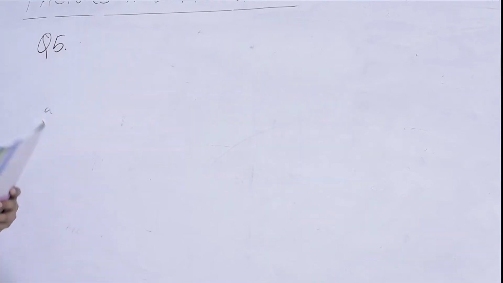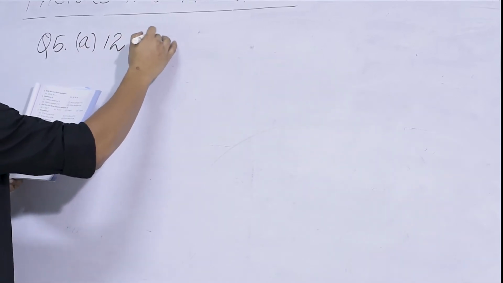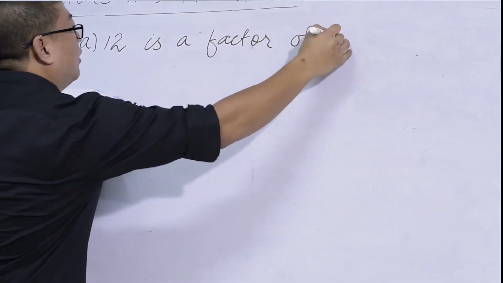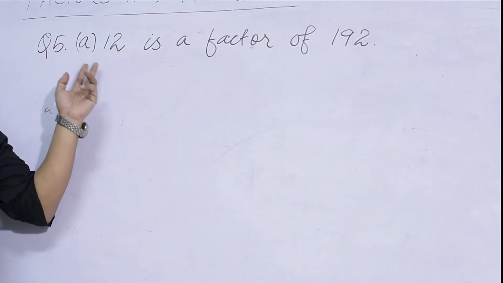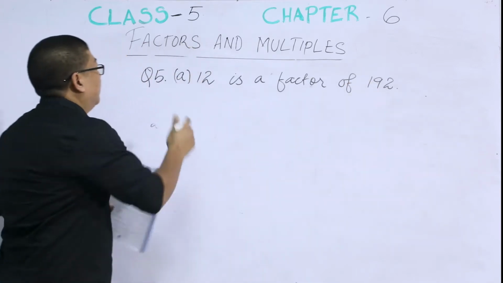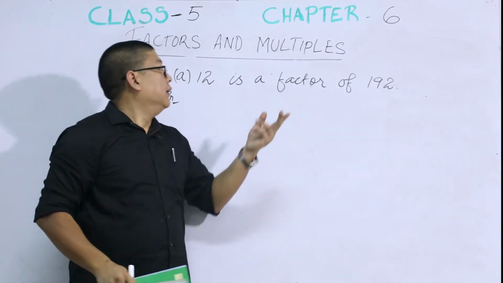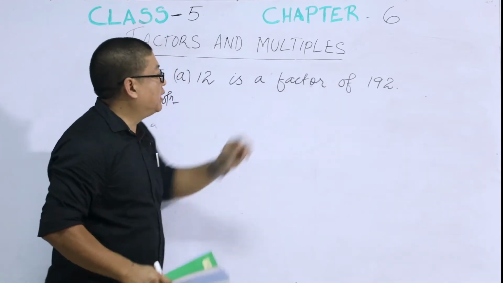Question 5. Determine if 12 is a factor of 192. Almost the same as question number 3, but here it's going to be factor. Now we have to determine if 12 is a factor of 192. So in question number 3, it was multiple and we divided. Similarly for factor also, we will divide.